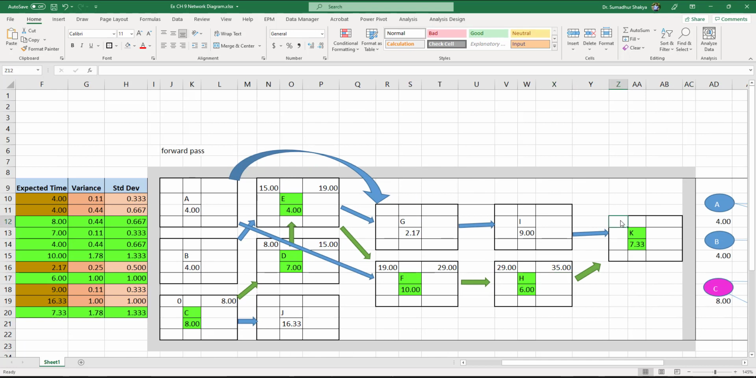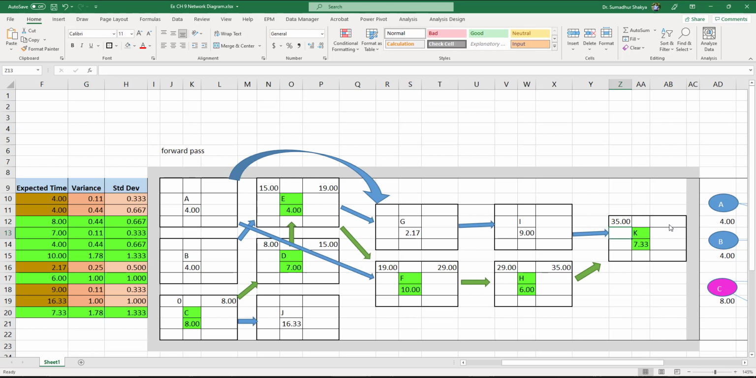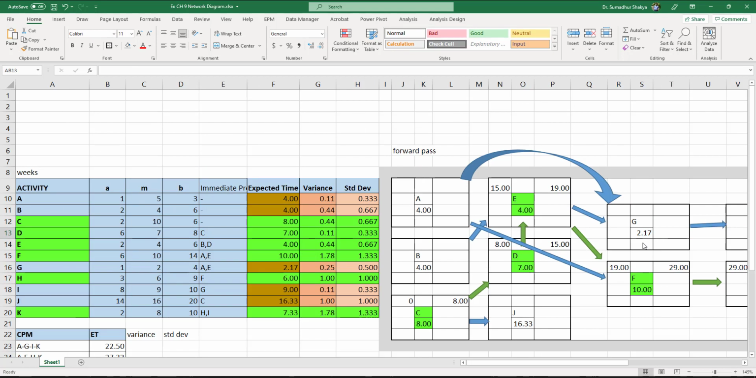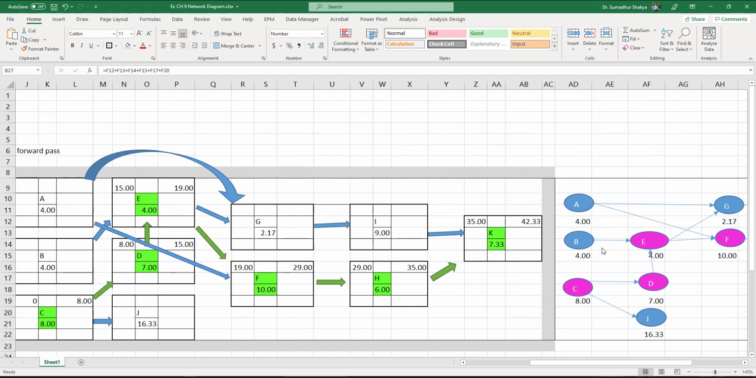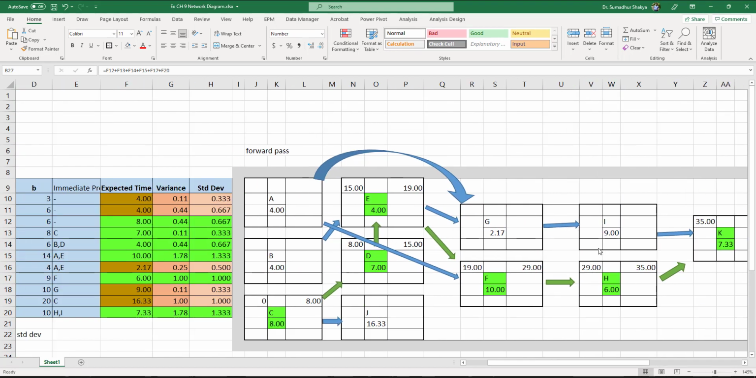Therefore, the earliest start time is going to be the earliest finish time of the preceding activity, and the earliest finish time for K is 35 plus the activity time itself. And that's 42.3. Double check. Yes, we did not skip any cells, and so on. Now, this helped us calculate earliest start time and earliest finish time.